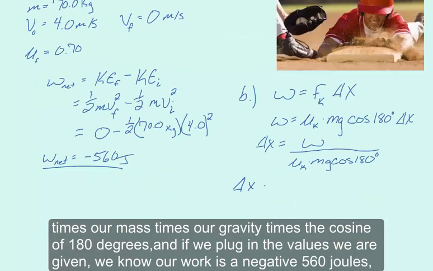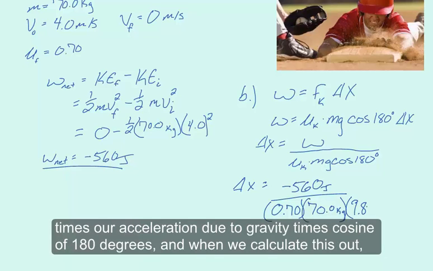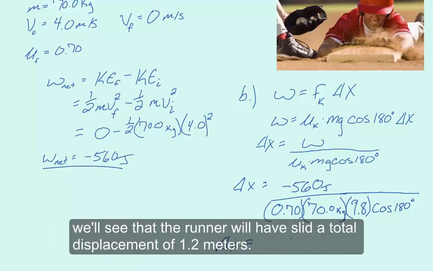And if we plug in the values we are given, we know our work is a negative 560 joules. Our coefficient of friction is 0.70 times our mass of the runner, which happens to be 70 kilograms, times our acceleration due to gravity, times cosine of 180 degrees. And when we calculate this out, we'll see that the runner will have slid a total displacement of 1.2 meters.